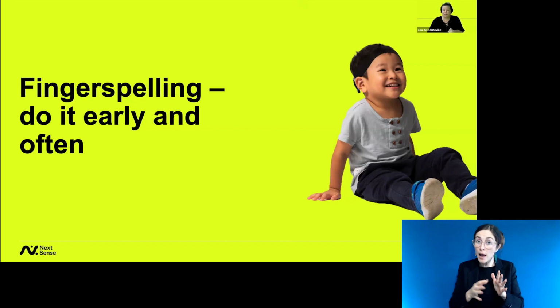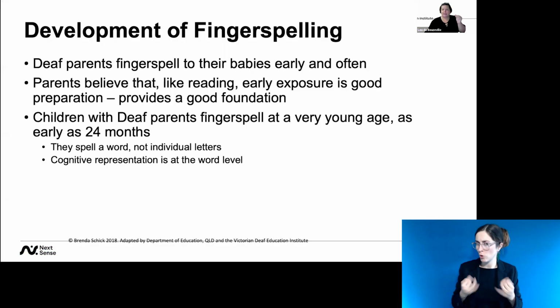But in actual fact, I was completely wrong, because kids don't have to fingerspell it back. They will learn an English word receptively. They will be able to understand the fingerspelling. Deaf parents fingerspell to their babies early and often. They believe that, like reading, it's really important to give them early exposure. Children with deaf parents will often fingerspell back at a very young age, but they're not doing each letter. They'll often miss some, but they can see sort of the shape of the word.